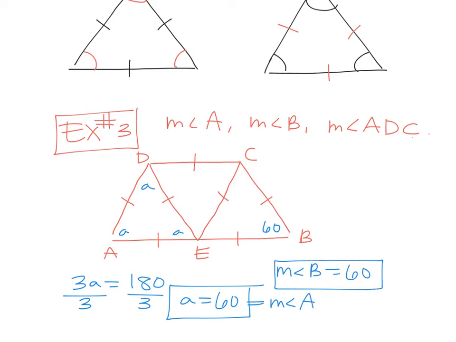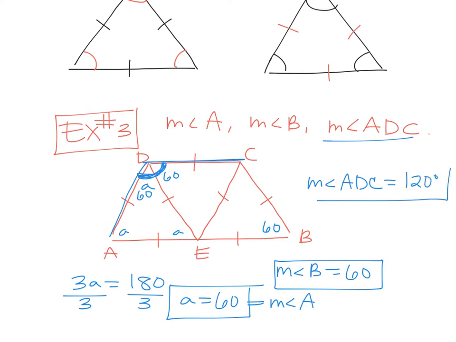Okay, what's the measure of angle ADC? That would be 120, right? ADC is this angle here. So we're looking for that measure. If A is 60 and this one would have to be 60 also, you just add those together and that would be 120. Okay, questions on that? That is equilateral, a whole lot of 60-degree angles.